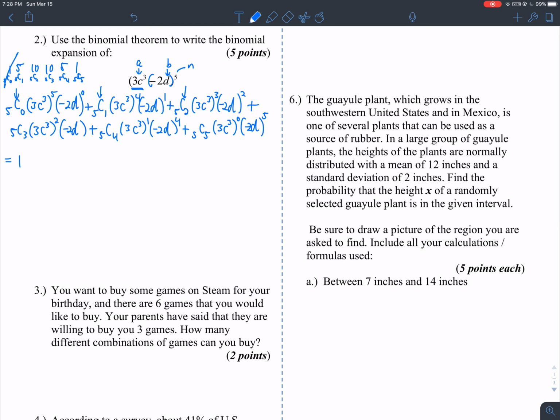And then I do 1 times 3 to the 5th, and 3 to the 5th is 243, and then c cubed to the 5th, which is c to the 15th power. Okay, oh, that looks ugly. C to the 15th power. Times, and then I do negative 2d to the 0, well, anything to the 0 is 1.